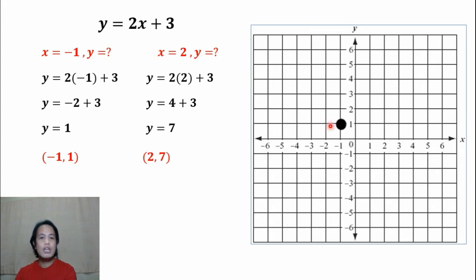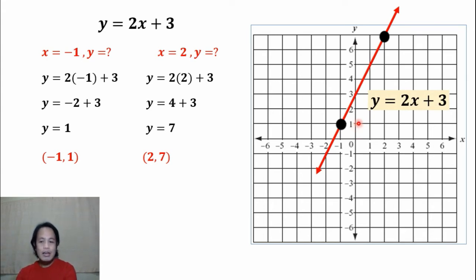Now afterwards, we will locate the second point which is 2 and 7. So our x here is +2 and our y is +7. So we go 7 units upwards. So this is 6. Of course, this is our 7. So this is the first point and this is now the second point. Then connect these 2 points by using a ruler or any straight edge so we can have our line. So this line now represents the graph of the equation y equals 2x plus 3.